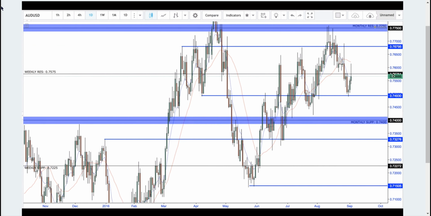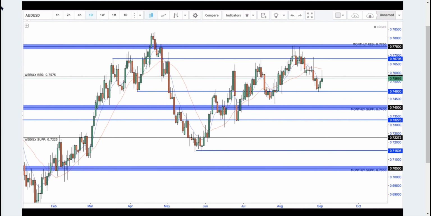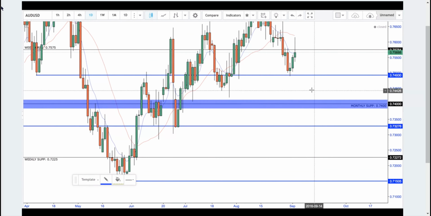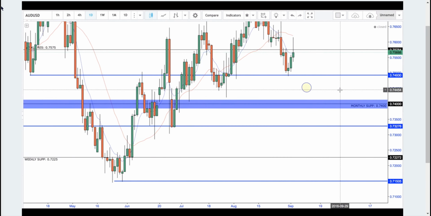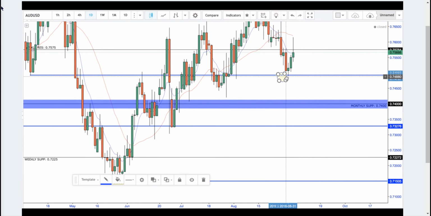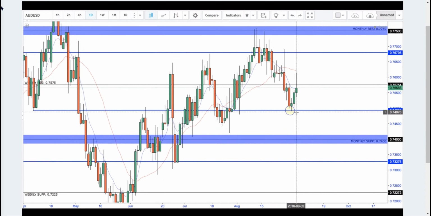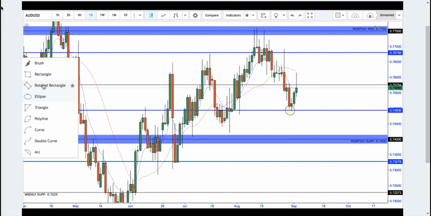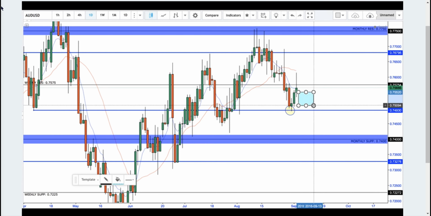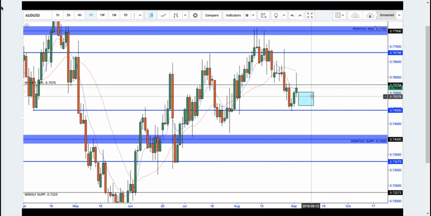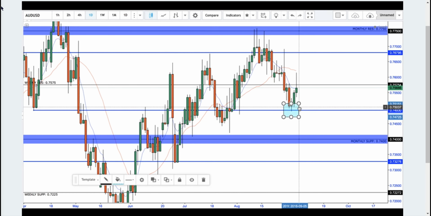What I want to do is, I normally use the ellipse tool, this circle tool. It's quite fiddly at first, so I do suggest zooming in a little bit and just drawing one. Make it any color you want. We want to put it around the last few lower swing highs and lows. Sometimes you're not going to be able to get it dead on, so you can use this, or you can maybe use the rotated rectangle, which might be a better shot. This rectangle here is a lot easier to use. We can just highlight that there.